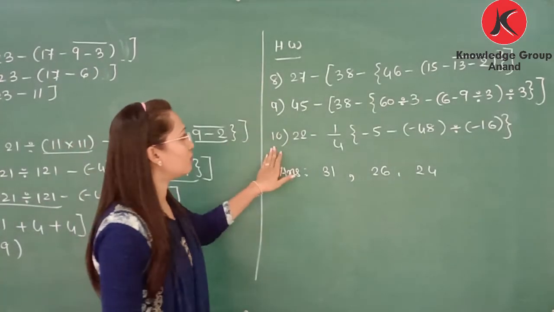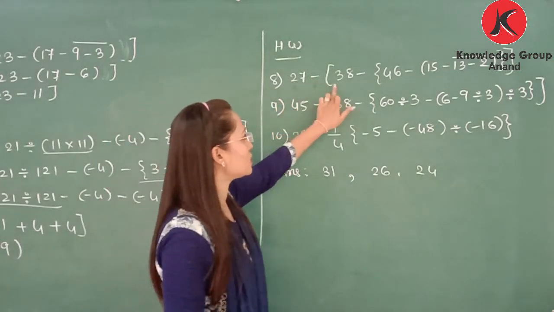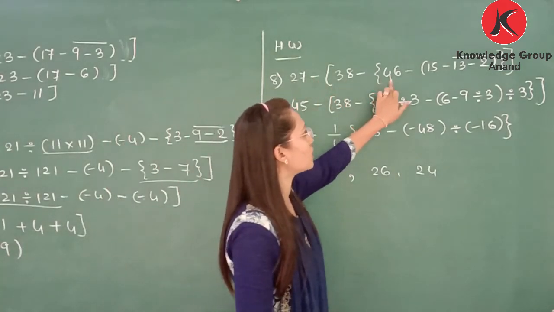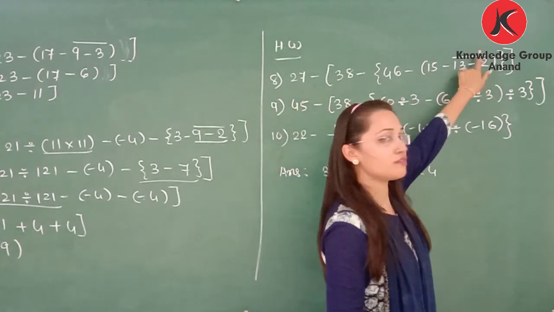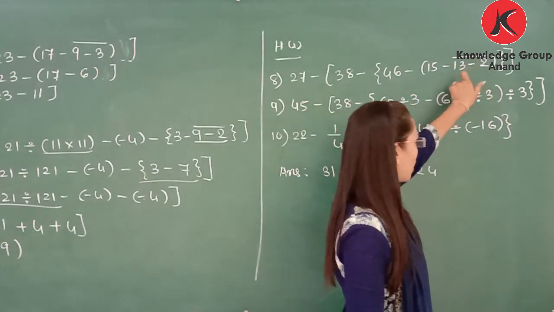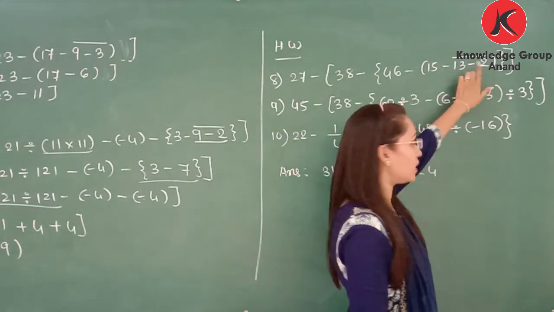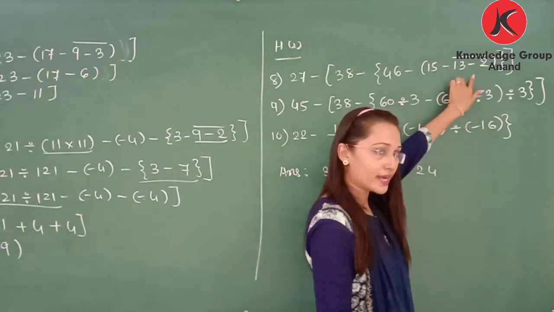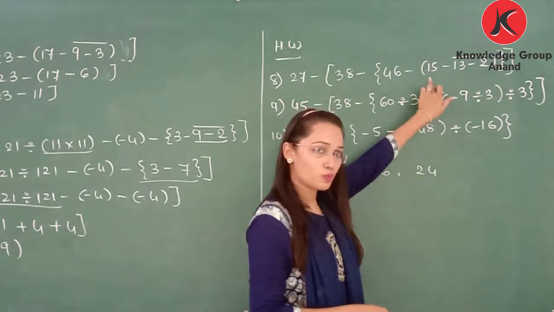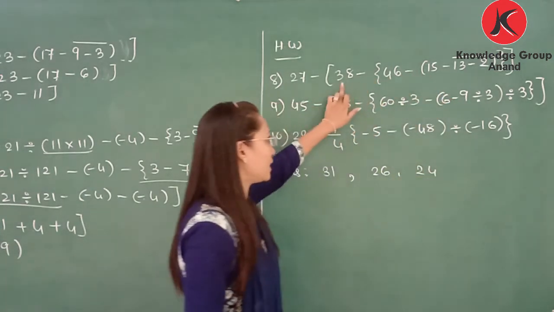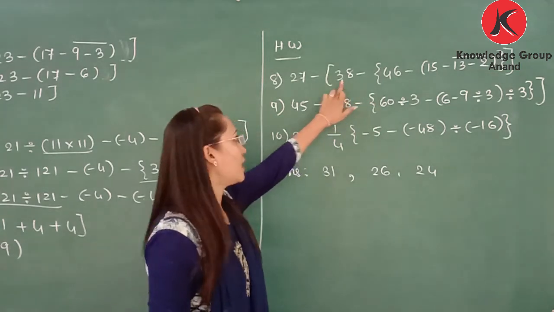Three examples are given. So the first is 27 minus, inside the bracket, 38 minus 46 minus 15 minus 13 minus 2. So here the bar is given on 13 minus 2. So first solve this. 13 minus 2 is 11. Then 15 minus 11, solve that. Then 46 minus whatever answer you get for this bracket, you need to subtract, and subtract from 38, and then 27.